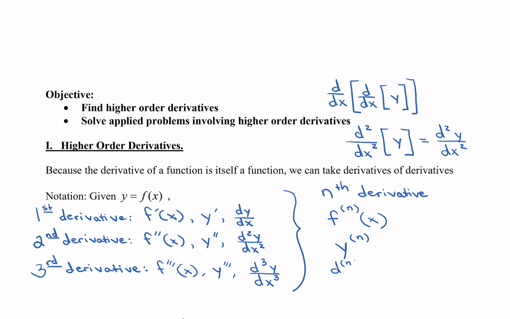Or the nth derivative of y with respect to x, which would be d, and it looks like d is being raised to the nth power with the n inside a set of parentheses, y all over dx, and then we have the superscript on the x, and once again that superscript is open up a set of parentheses, our n, and then close our parentheses. And these are all different ways we can represent the nth derivative of our function.